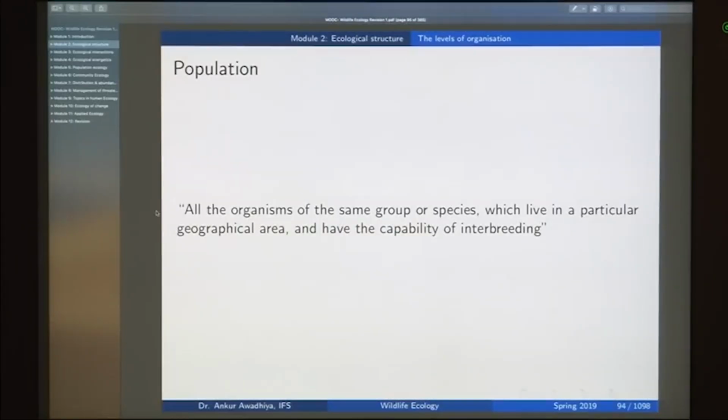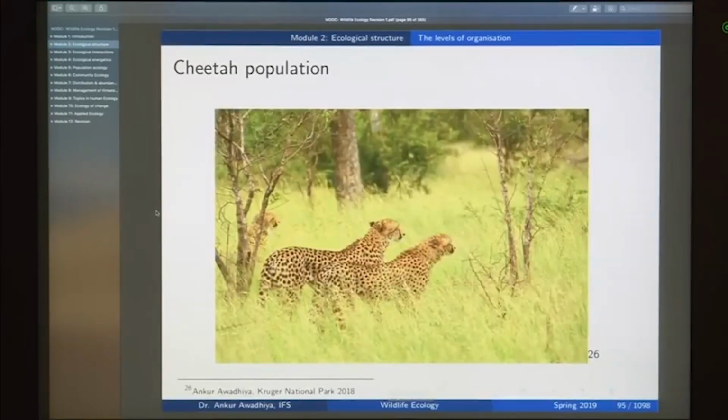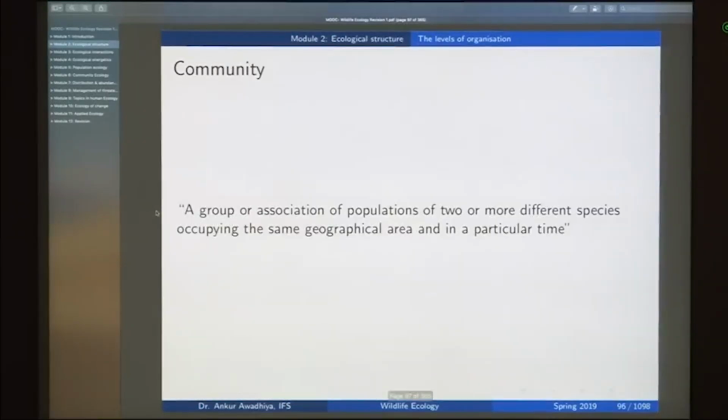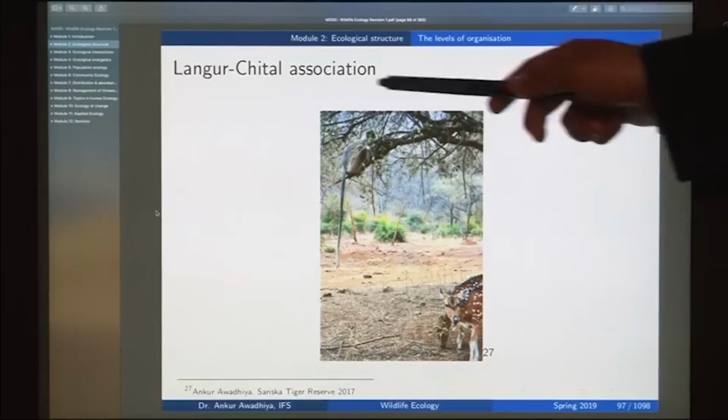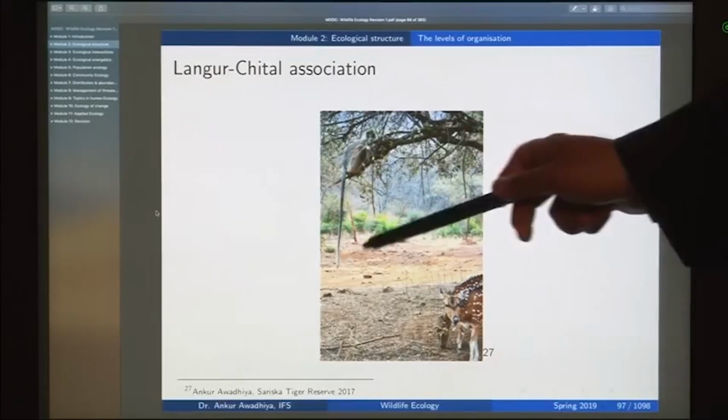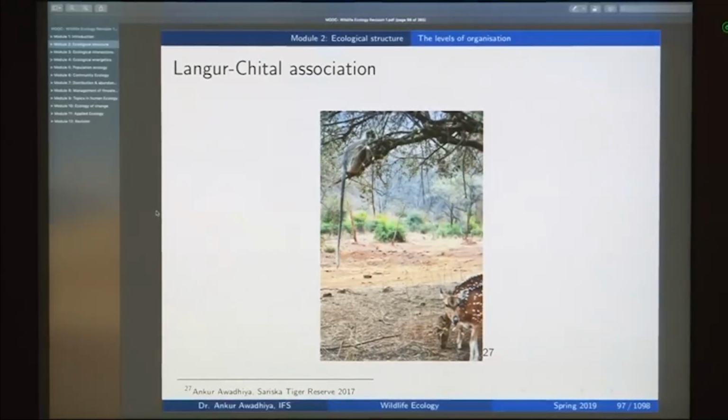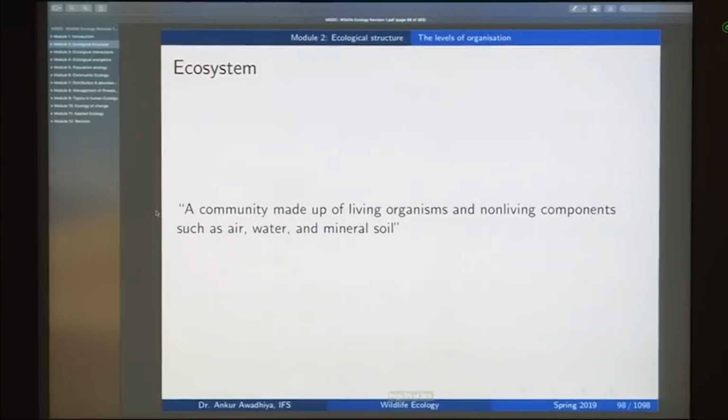Then organisms of the same group or species which live together in a particular geographical area and have the capability of interbreeding are known as a population. So, here we have a population of cheetah. Then you combine populations of different species that are living together in the same geographical area at the same time, and you get to a community. So, in the case of a community, in this case you will have a population of langurs, a population of cheetahs, populations of grasses, populations of different species of trees, and all together they form a community.